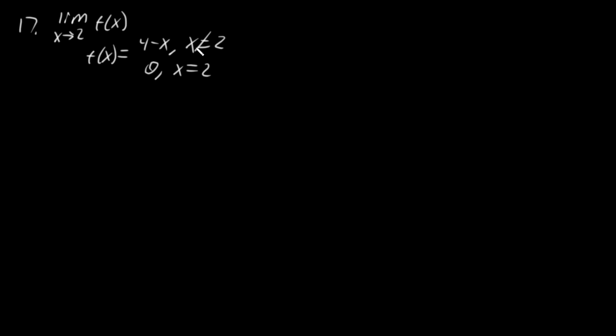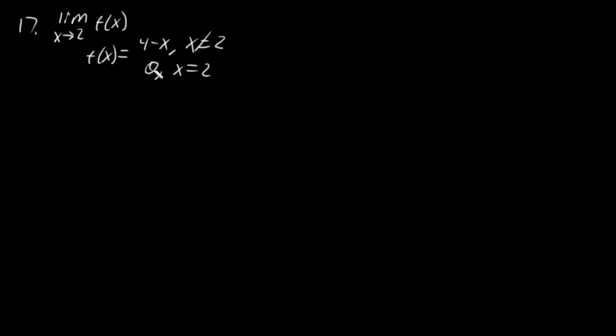So we have the limit as x goes to 2 of f of x, and this is a piecewise function, which makes it a bit interesting, albeit a little complicated and kind of scary, but we can handle it. We've got this, and then we've got 0 when x equals 2. This is basically saying that we use 4 minus x whenever x is anything but 2, and when x is 2, f of x is actually 0.